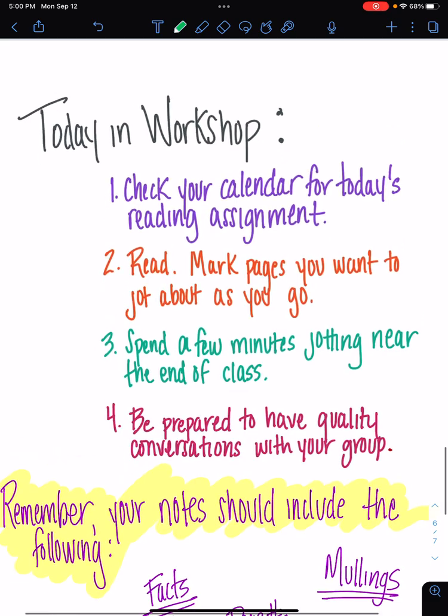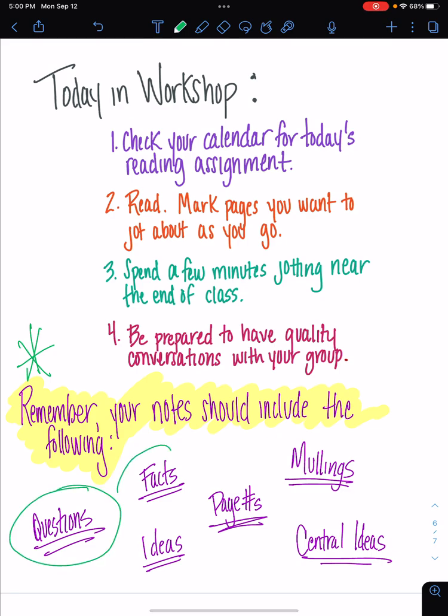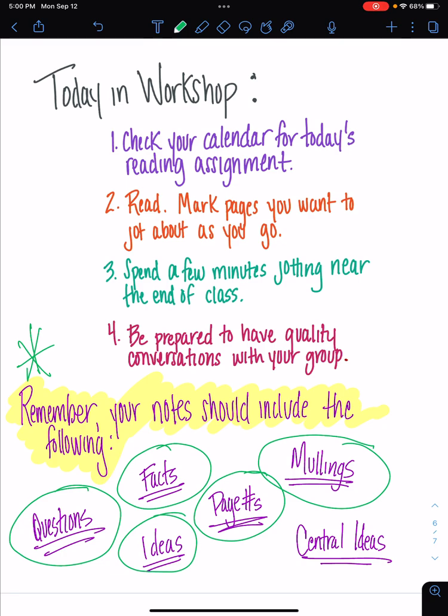So today in workshop, guys, this is what you're going to be working on. You're going to check your calendars again, and you're going to do work. You're going to mark pages as you go. You're going to jot notes. You're going to be prepared to have a quality conversation. I put a couple of reminders down here at the bottom. I want you guys to make sure you are putting questions and facts and ideas into your notes. You're always capturing those page numbers. You are mulling things over. You're not just jotting simple things down. You're also trying to get some deeper thinking into that. And I do want you to go ahead and start to try to identify central ideas of your text, okay?